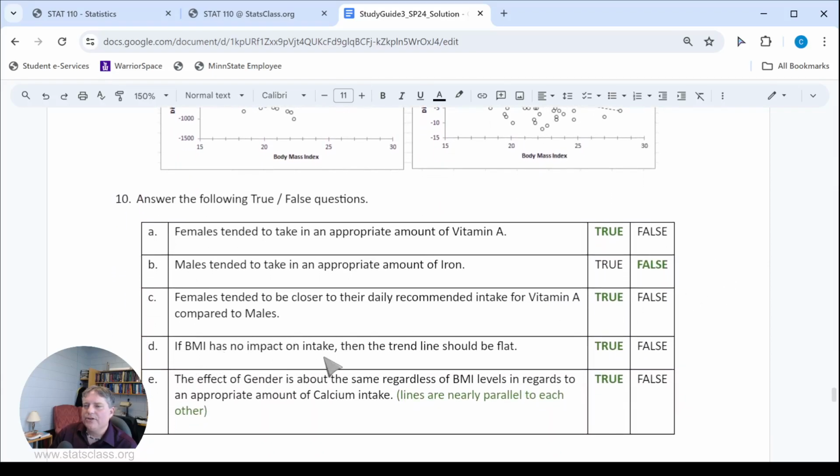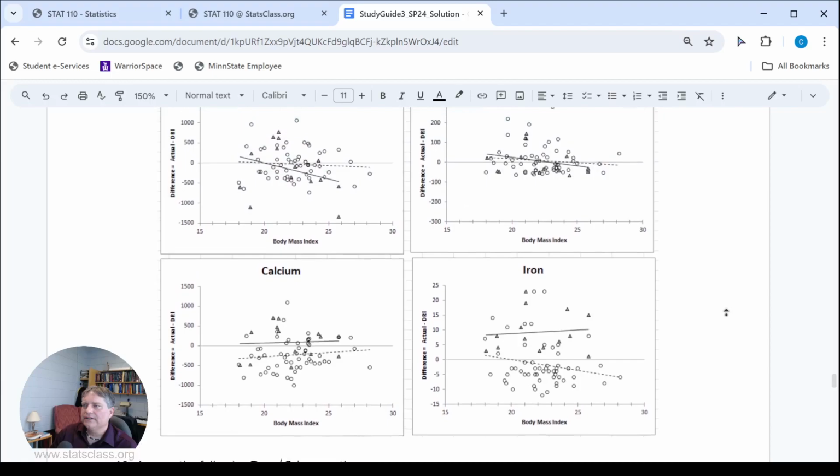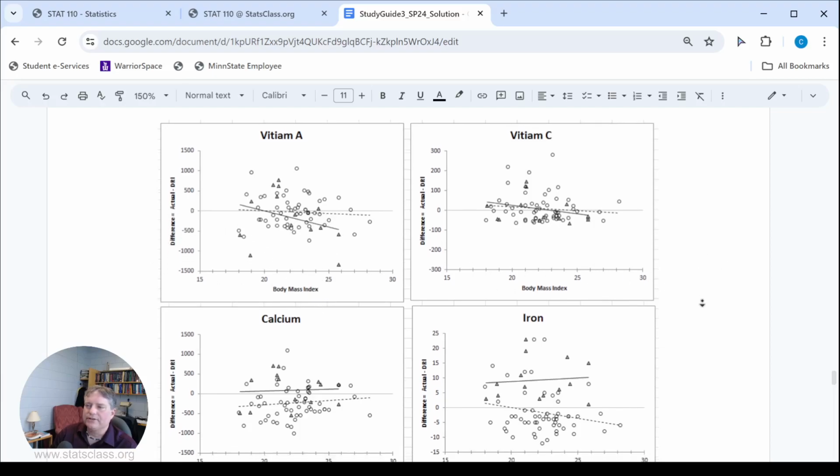If BMI has no impact on intake, then the line's going to be flat. So that is true as well. You can see these here, vitamin C are pretty flat, or the vitamin A female line is pretty flat. Again, that means that BMI does not really have an impact on whatever my Y is, which here is amount off of target.